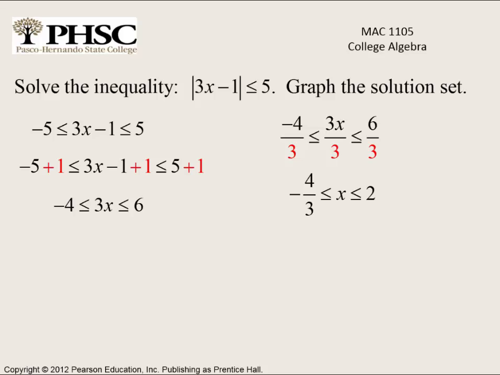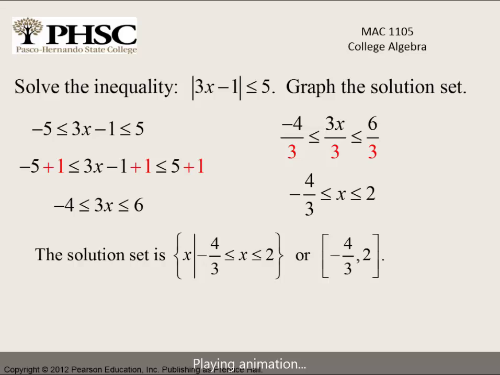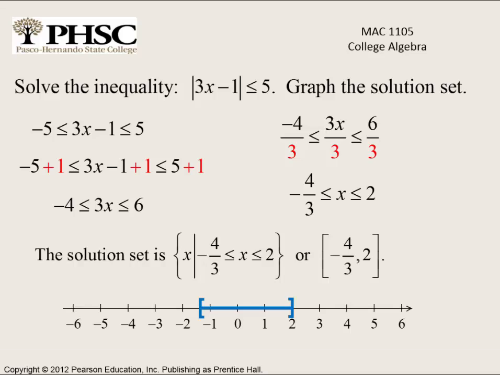So then my solution set becomes all x such that negative 4/3 is less than or equal to x less than or equal to 2, or I can just use the brackets to write my solution set. And so the way that we graph it is just like that. If you notice, the endpoints of my line are the same as my brackets, and we use brackets because it's less than or equal to.